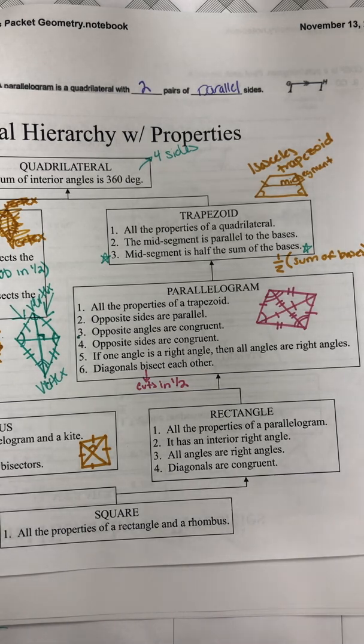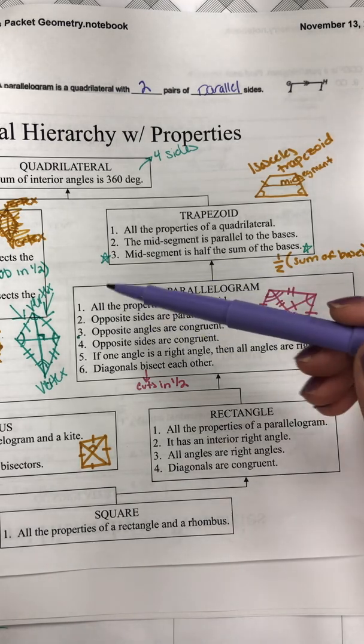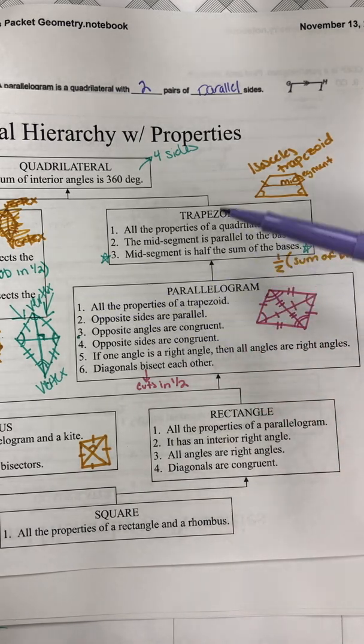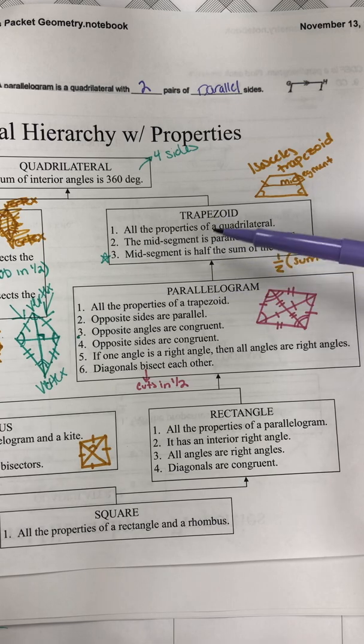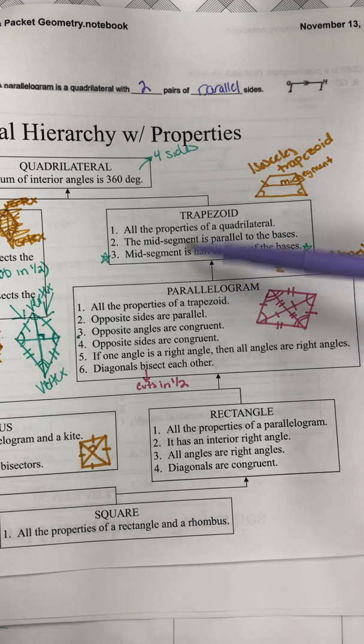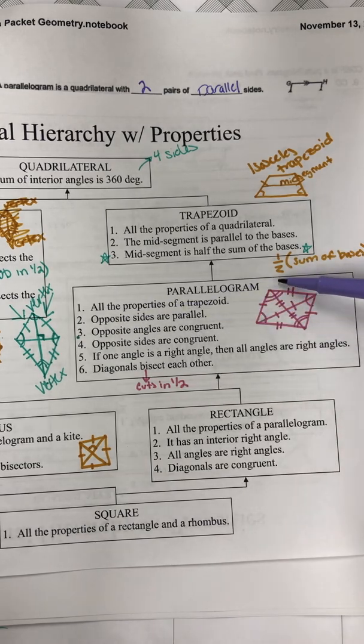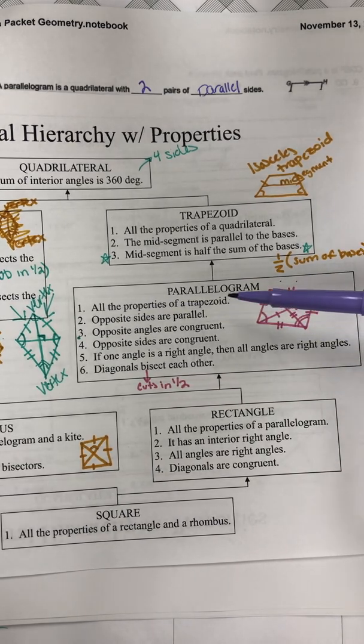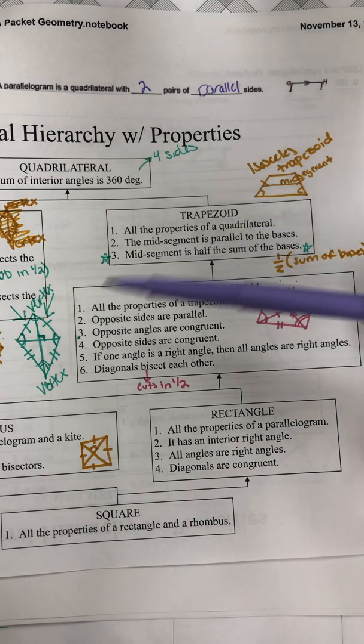Okay, so assuming that you pause the video and wrote all this down. First, it says all the properties of a trapezoid. Because it is a branch of a trapezoid, because trapezoids also have parallel lines, all these properties are true for parallelograms. Opposite sides are parallel, which we talked about. Top and bottom are parallel to each other. Sides are parallel to each other.